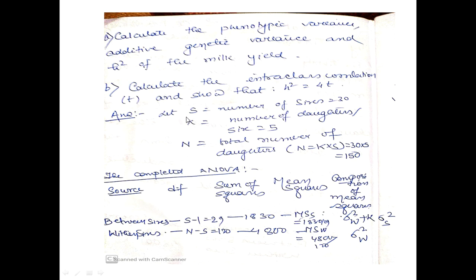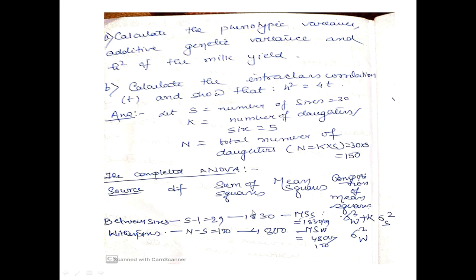Now coming to this, let S be the number of sires, equal to 30, as given in the question: 30 sires were mated to 5 dams each. K is the number of daughters per sire, which is 5. N is the total number of daughters, equal to 150. The completed ANOVA: the source of variation is between sire and within sire. Degrees of freedom are S minus 1 and N minus S.